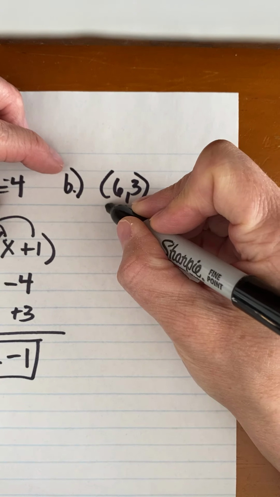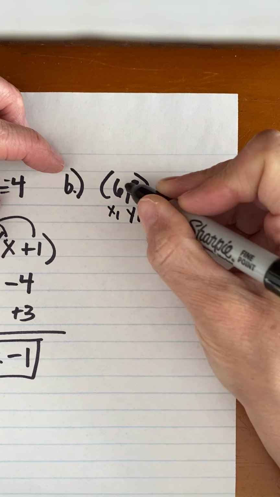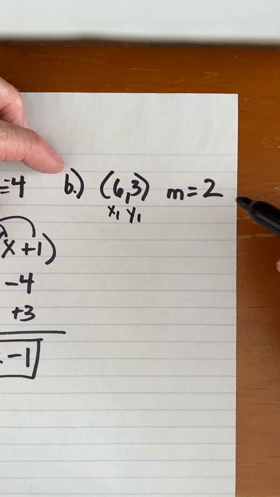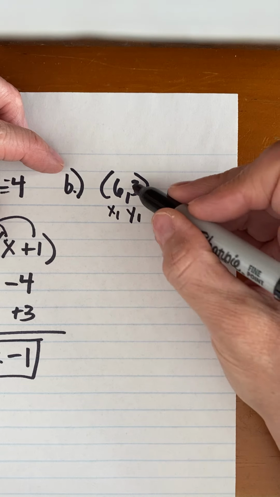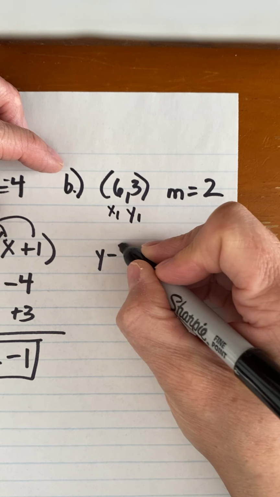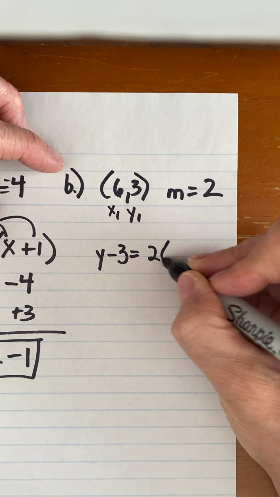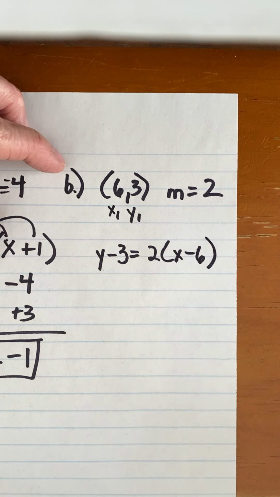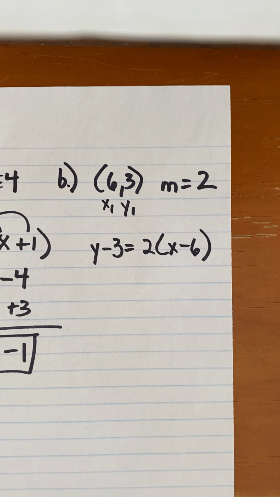Okay, so now I have a point and a slope. I'm going to go into point slope form. So I label my point. I say y minus 3 equals 2 times x minus 6. Again, you should feel very comfortable doing this now. If you don't, you need to go back and practice it, because you really have to know, given a point and a slope, you have to be able to get into point slope form.